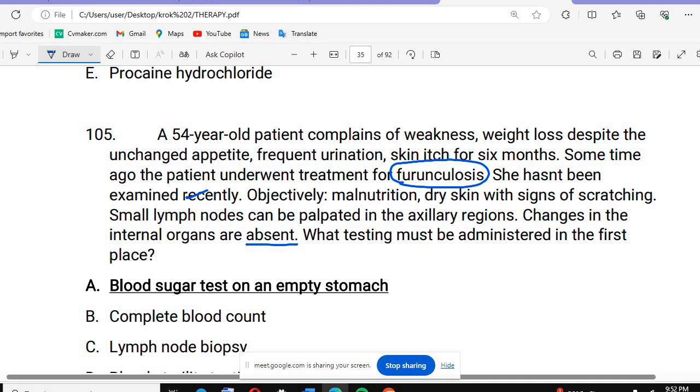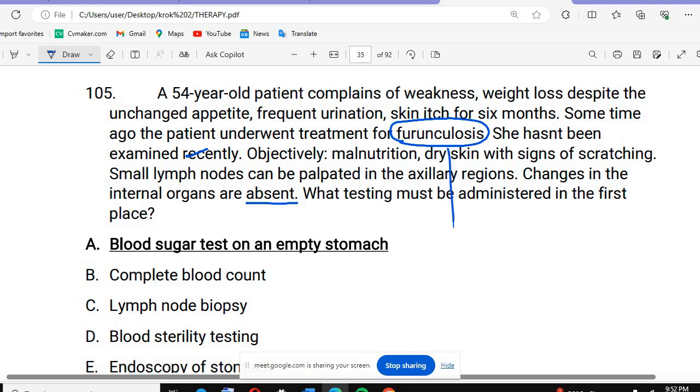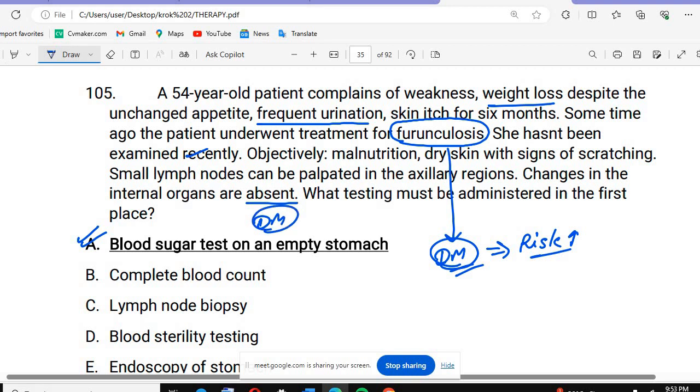So I told you, furunculosis and carbuncles, all these are associated with which condition? They are associated with diabetes mellitus, so the risk will be increased if the patient has furunculosis. Changes in the internal organs are absent, and we have seen malnutrition, frequent urination, weight loss. All these are associated with diabetes mellitus. For confirmation, we will do a test. How will you do the test? We do the blood sugar test on an empty stomach.